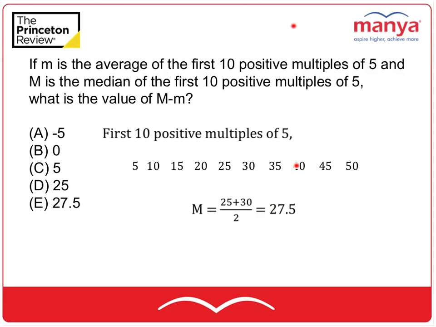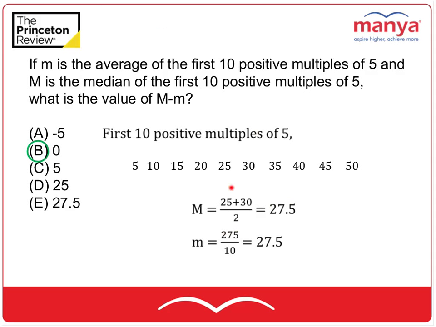Since they wanted the average also, you need to find out the average. Average is adding all the numbers and dividing by the number of items. So you are getting the same 27.5. So we wanted the difference between them. So what is the difference going to be? Since both are the same values, the difference is 0. So there is one concept in this. If you know the concept, we could have got the answer without doing our calculation.